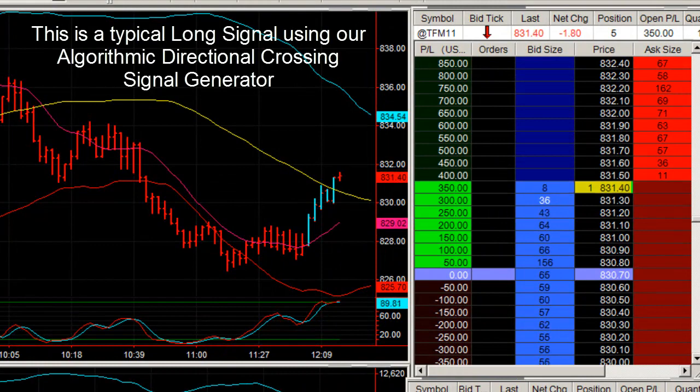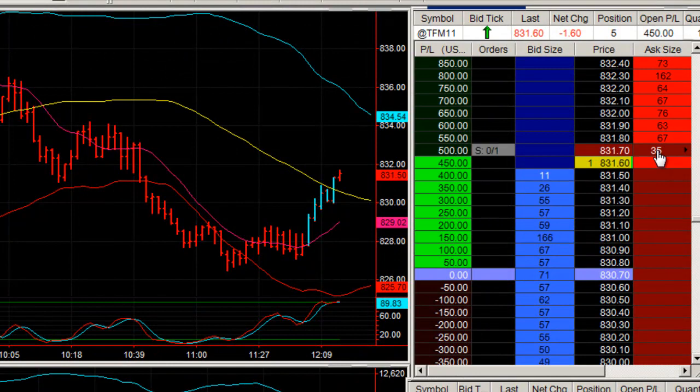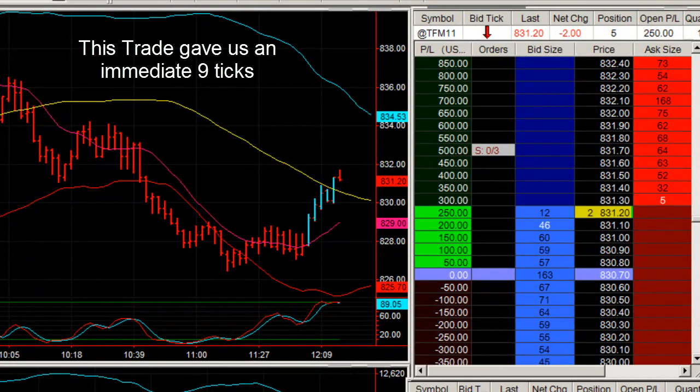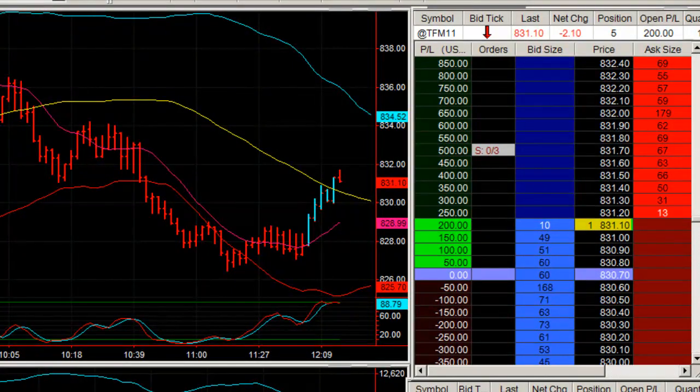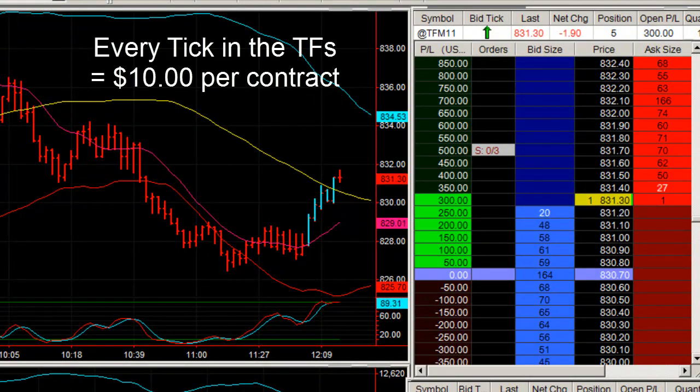And here you can see how effective this is. Okay, now you can scale out of the position already. You could have taken half a point if you want. Here I'm going to try to sell 3 contracts at 831.7 for a full point. This trade gave us an immediate 9 ticks. In other words, every contract gave us $90. Okay, the TFs move in 1/10 of a point increments. So at this particular level, we have 5 contracts. We could have easily made $450 already.